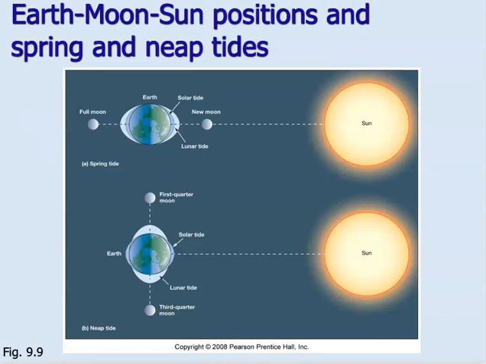Let's look at this a different way. In a spring tide, the moon and the sun line up and they combine gravitational forces. Right here, the neap tide, the moon is at a right angle to the sun. So they're not working together. They're sort of canceling each other out. So neap tides aren't very exciting.